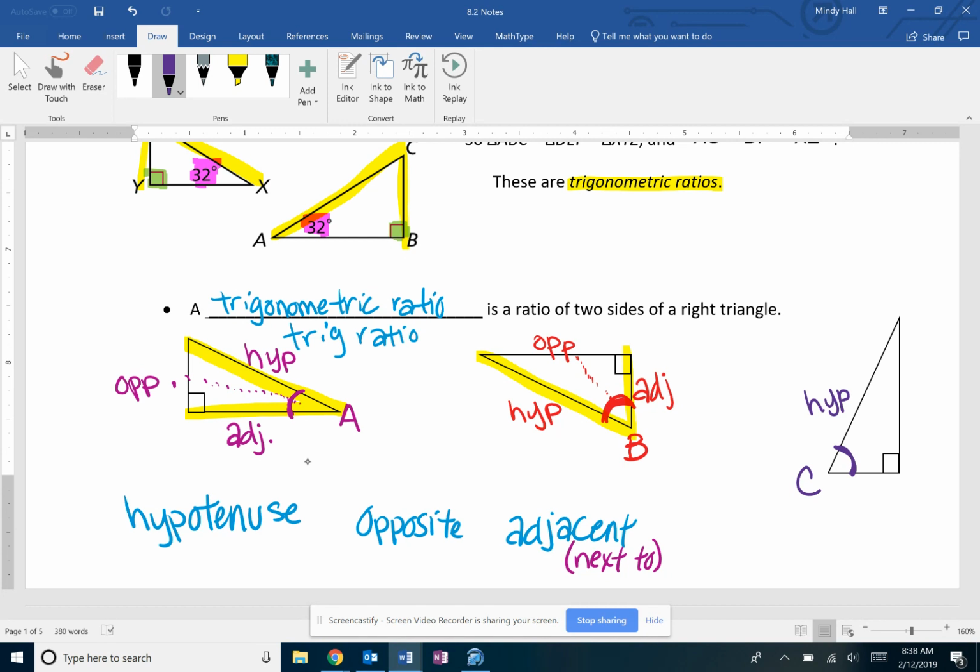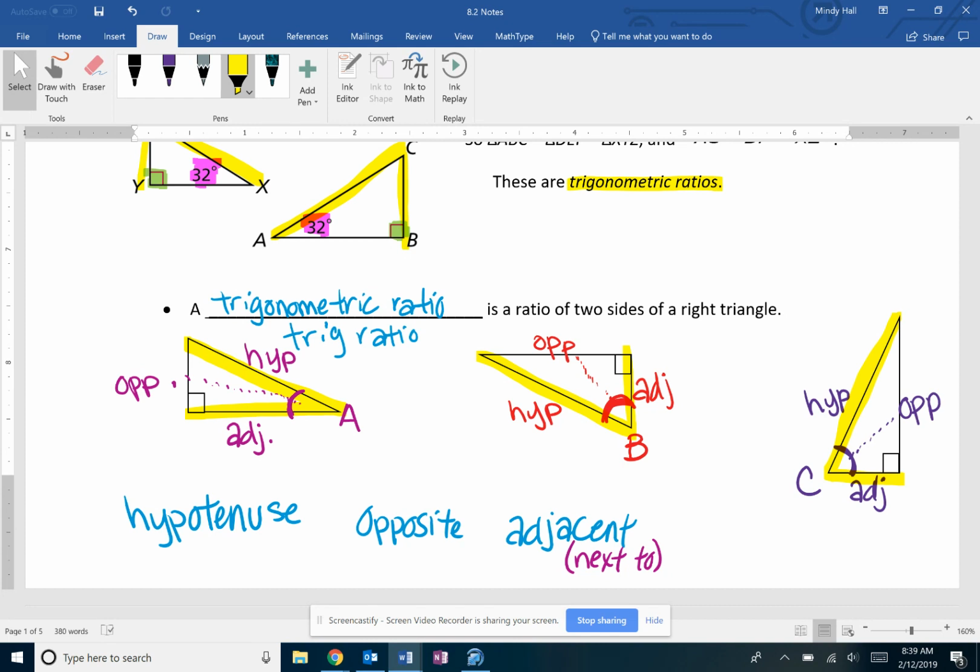So now if I'm looking at this angle C, my opposite would be all the way across over here, and my adjacent would be down here, the last remaining side. Okay, so if you have that down pretty well, then you're probably going to have no problem at all with trig, because that's basically trig.